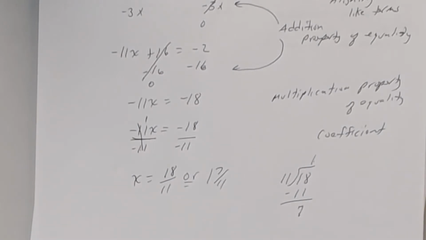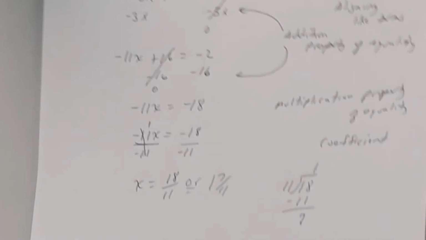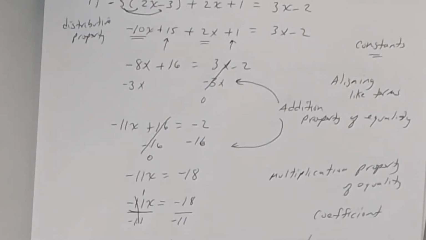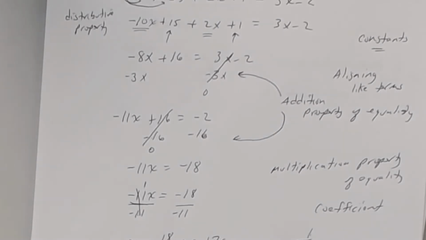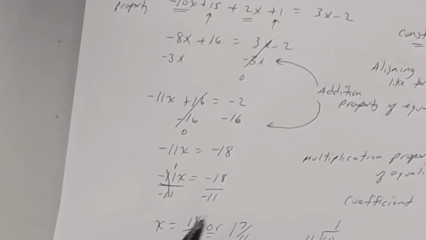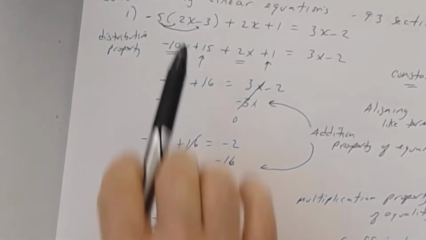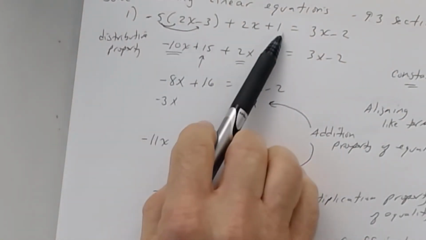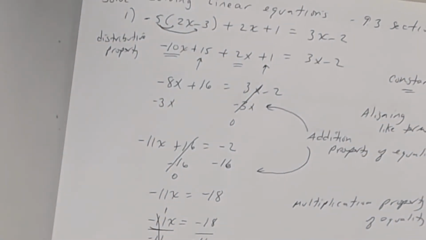So that's the process. Remember, there are many properties you use. Addition property of equality. We use the distributive property. We combine like terms throughout the process. And at the end, we use the multiplication property of equality. So this solution right here, the value of x is the solution to the original equation. Okay? All right, let's look at number 2.